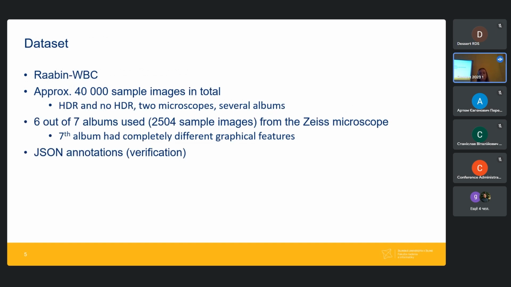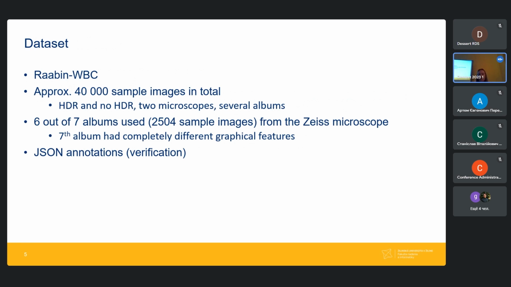Okay, I said I would be talking about the dataset, so I already mentioned it. It actually has around 40,000 sample images in total, but these come from two different microscopes. One was Zeiss, and I think the other one was Olympus or something like that. For the study, I decided to take 6 out of 7 albums from the Zeiss microscope, which in total is around 2,500 images. But the 7th album had completely different graphical features.